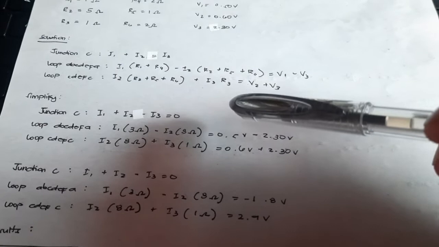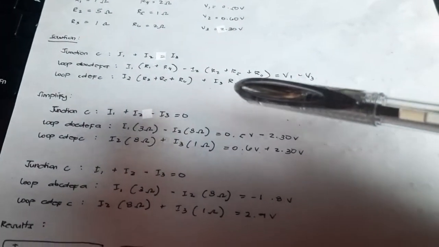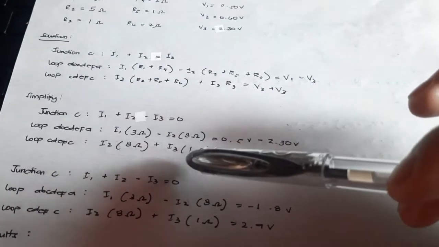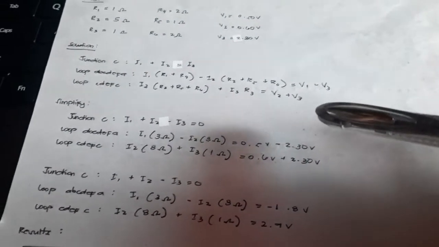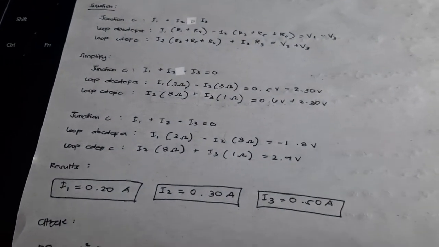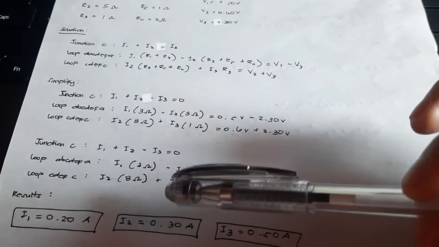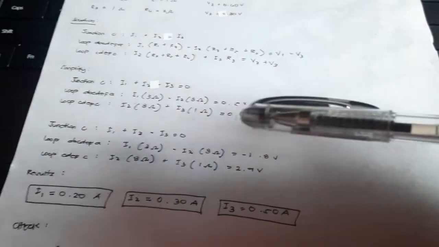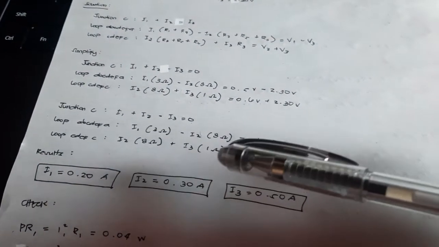Then ang R3 is 1 ohm. Dayon i-substitute na rin siya ang mga values. So dayon in junction C, I sub 1 plus I sub 2 minus I sub 3 equals 0. So loop A, B, C, D, E, F, A, I sub 1.